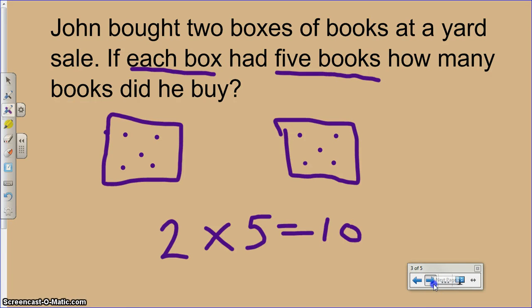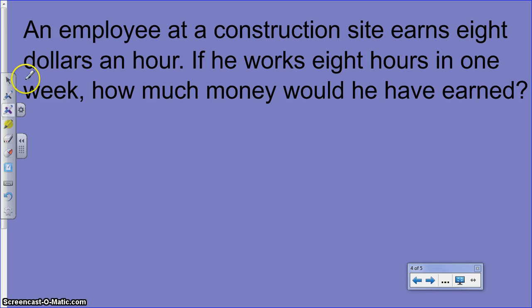Let's take a look at another one. An employee at a construction site earns $8 an hour. If he works 8 hours in 1 week, how much money would he have earned? So this one looks a little tricky.